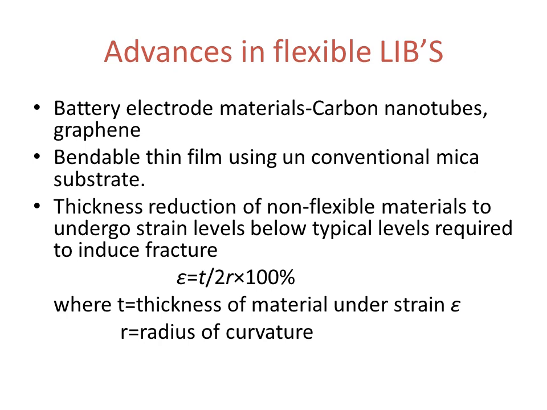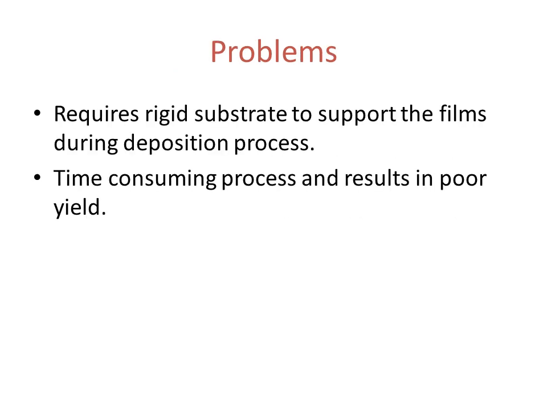Strain equals T by 2R times 100%, where T is the thickness of the material under strain and R is the radius of curvature. The problems associated with them are that they require a rigid substrate to support the thin films during the deposition process. They are time consuming processes and their outcome is poor.